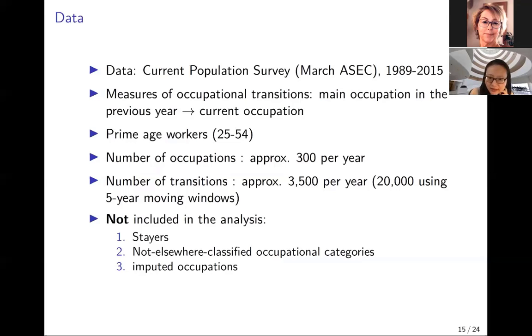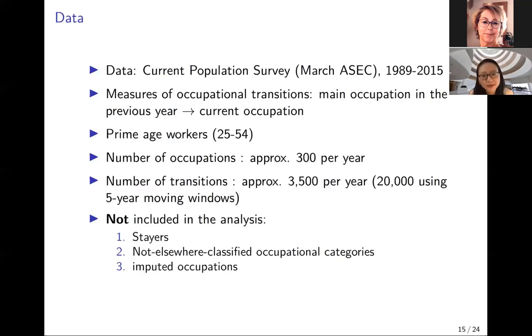Okay, so there are approximately 300 occupations per year. We say approximately because it's a survey, so there might be years when the really small occupations don't have a single observation who answered the CPS survey. So we also try combining different moving average windows to increase the sample size, and the results are quite consistent. And we're not including stayers. For those who are familiar with mobility tables, stayers are those in the diagonal cells, who don't move occupation in the year.